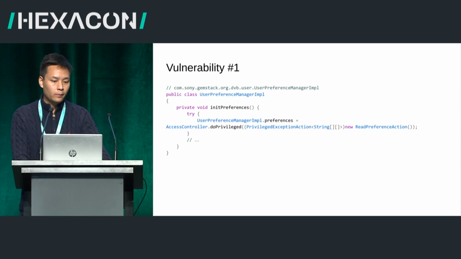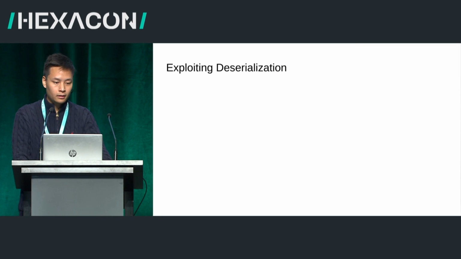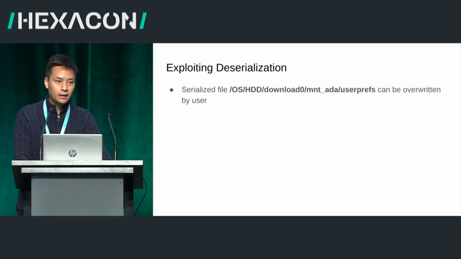The first vulnerability is in the user preference manager, where doPrivileged is called. And in the privileged context, a file is read from the hard disk and deserialized using readObject. You're probably familiar with Java deserialization bugs. They often allow remote code execution, but they may also allow privilege escalation. Let's see how. The file that gets deserialized is located in a folder to which the user has write access, and hence the file can be overwritten with a malicious serialized file.